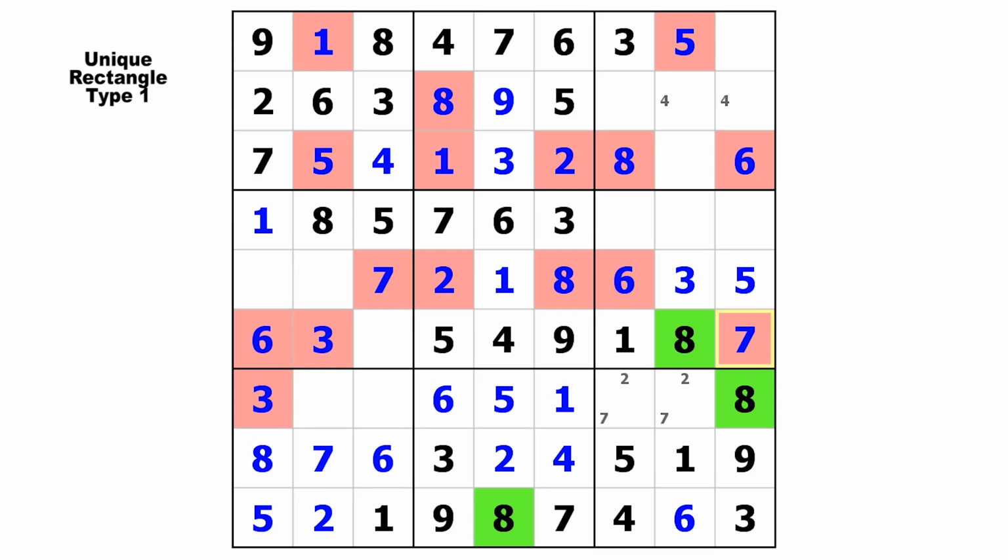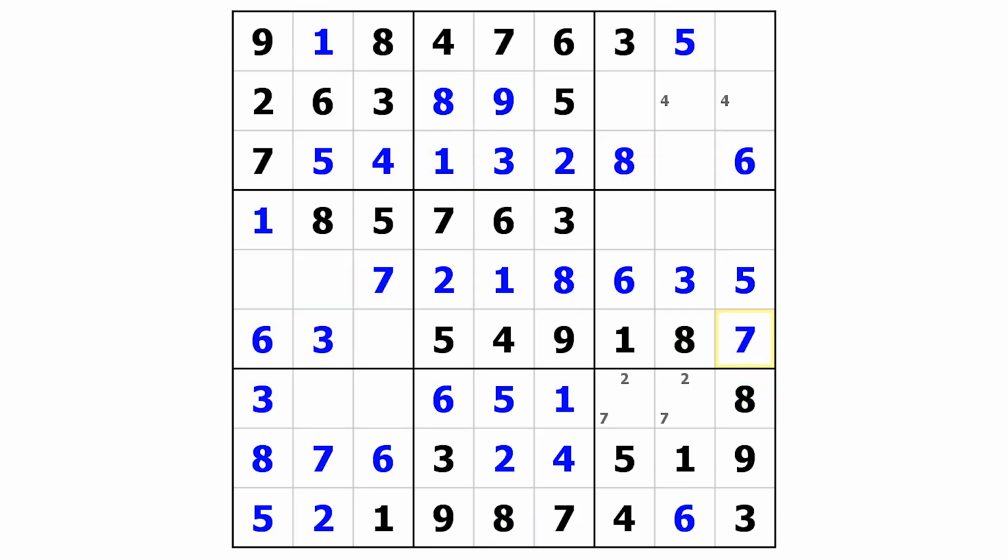Now, if we hadn't noticed that unique rectangle, this puzzle probably would have taken another 5 to 10 minutes to solve. But because we were able to enter all those numbers at once, it will only take a minute or 2 to fill in these last few cells. So let's get rid of these colors. And now up here in row 1, we have a full house, so this cell must be a 2. And in row 3, we have another full house. This cell must be a 9.